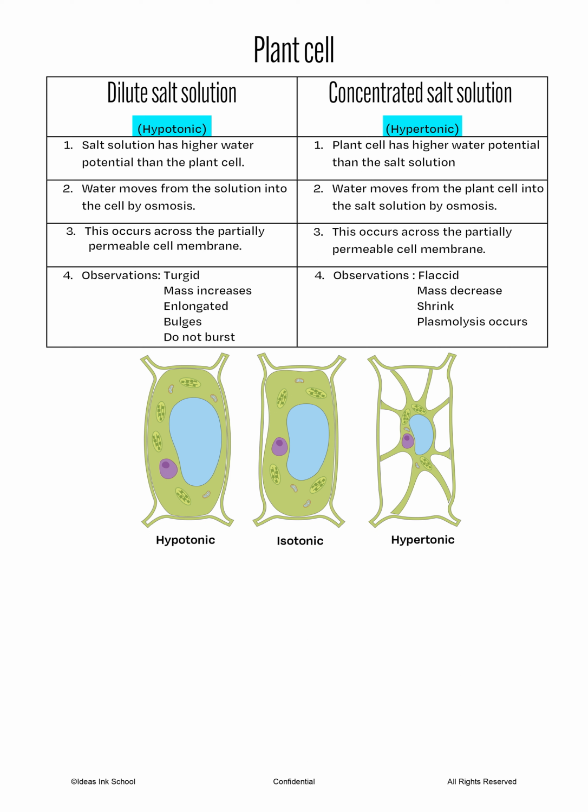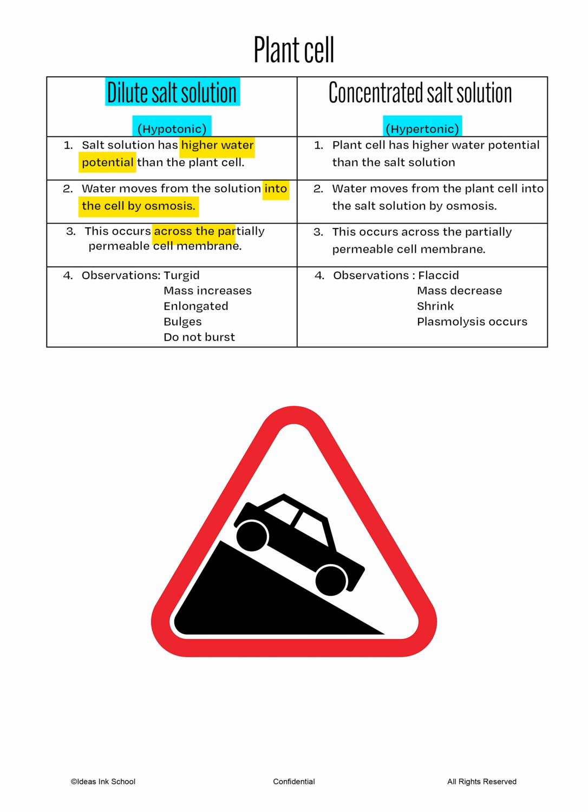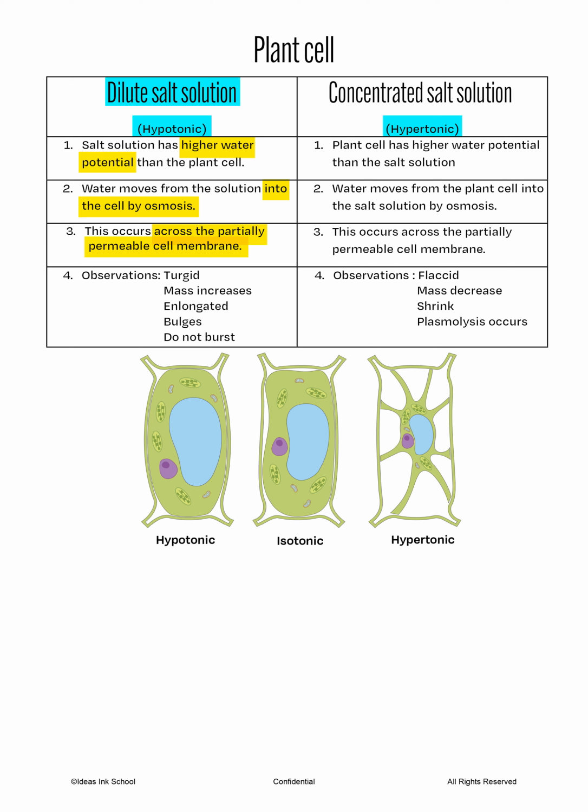When a plant cell is placed into a dilute salt solution, since the salt solution has a higher water potential than the cell, water will move into the cell by osmosis. This movement occurs down the concentration gradient and across the partially permeable membrane. As a result, the plant cell becomes turgid, its mass increases, it becomes elongated and bulges. However, the plant cell does not burst. This is because the rigid cellulose cell wall exerts an equal and opposing force to the turgor pressure generated by the expanding cytoplasm.